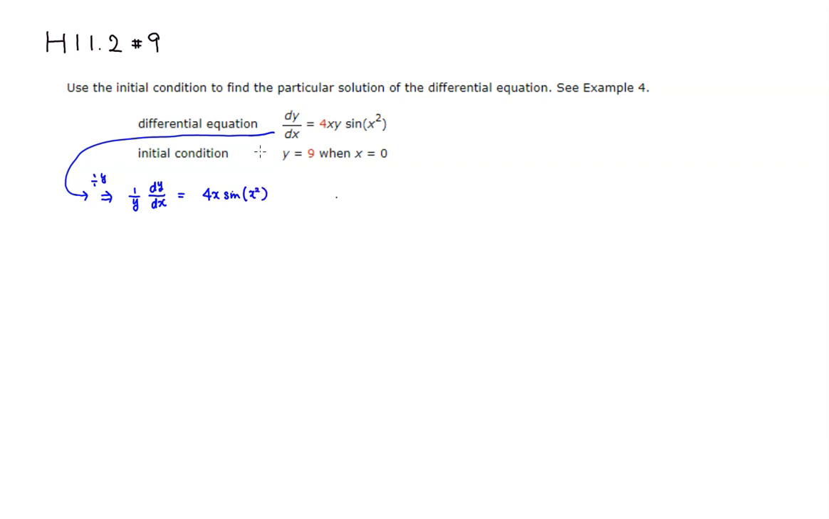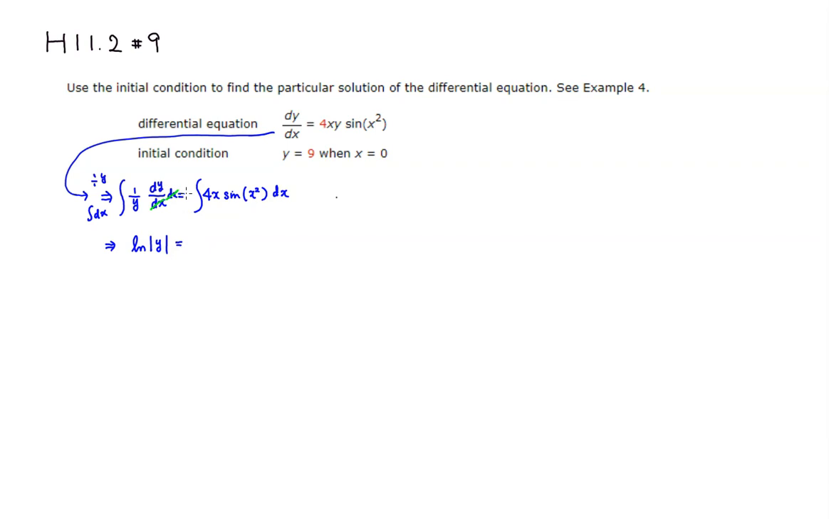Then as usual, we're going to integrate both sides with respect to x. You can see that we can cancel out the dx's. On the left hand side, we need to find an antiderivative of 1 over y. This is just going to be the natural log of the absolute value of y, is equal to that.